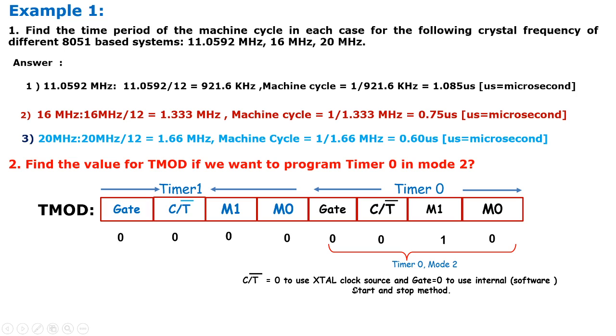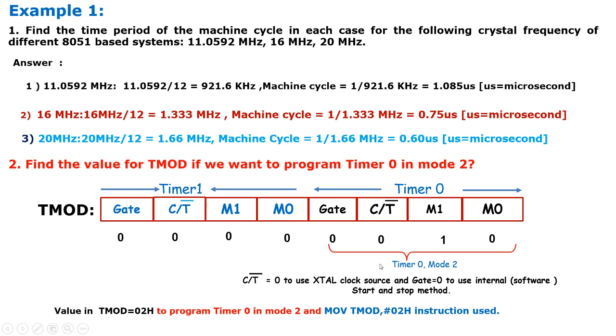XTL clock means source will be GATE equal to 0, internal, and that will be controlled by the start and stop bit methods, and these bits will be 0, 0. The 0, 2: this 0 and this 2 value move into the TMOD register such that your timer 0 works in mode 2 by using the instruction MOV TMOD, #02H. That will keep timer 0 in mode 2.